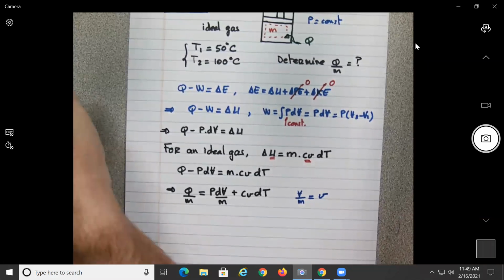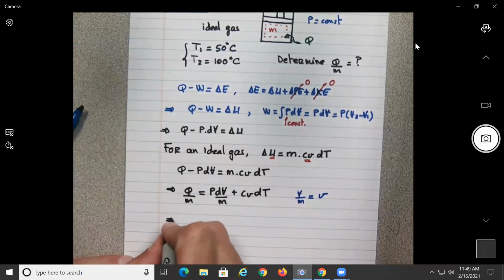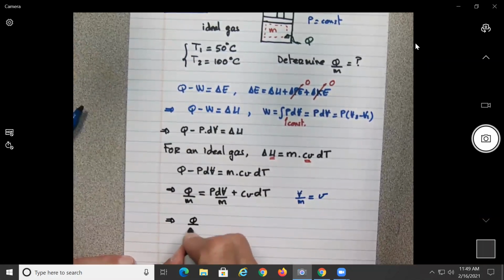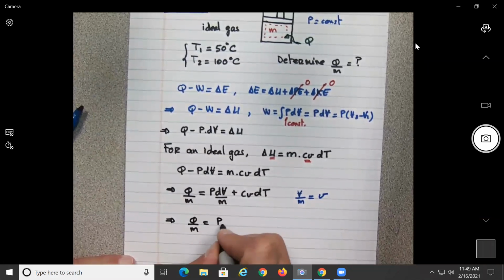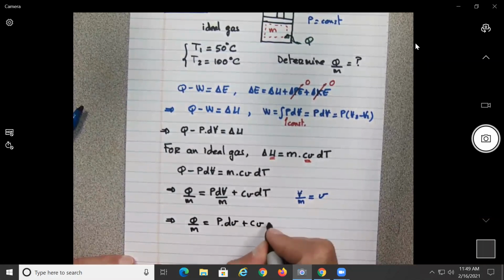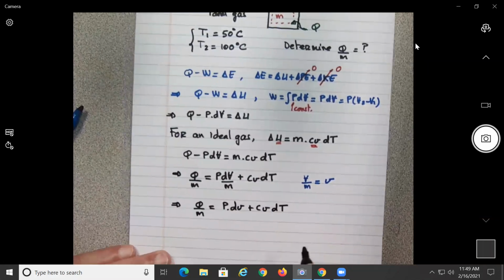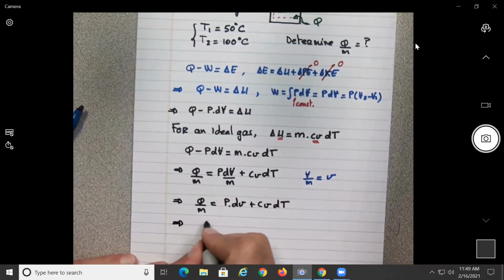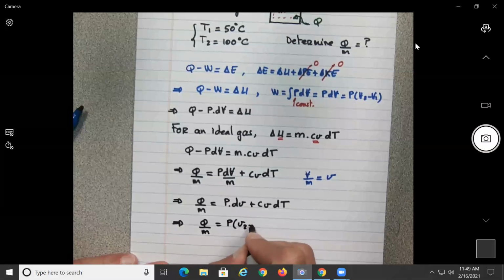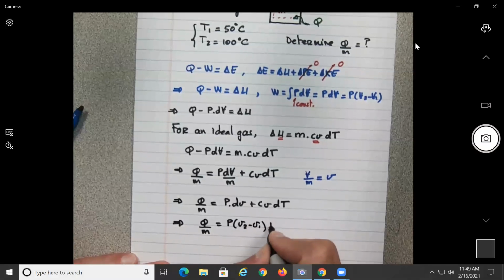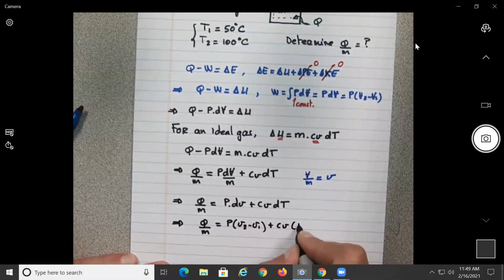So we could say that Q over m will be equal to P delta v plus Cv dT, or if I expand it to make it more clear, Q over m is equal to P (v2 minus v1) plus Cv (T2 minus T1).